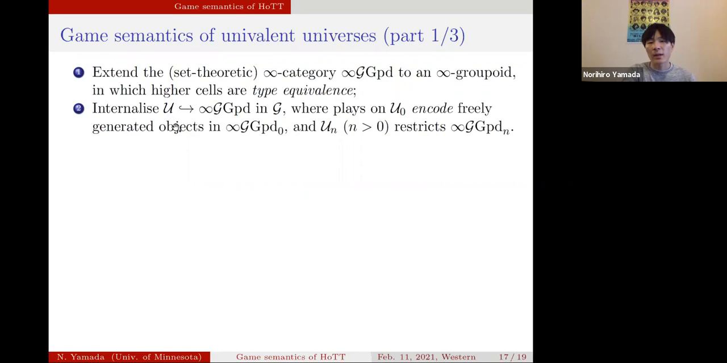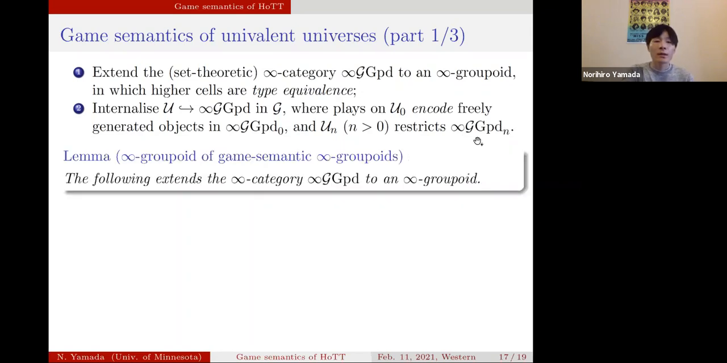And so that we can encode game-semantic groupoids by strategies on this game U0. And then the higher structure just trivially restricts the rest of the structure of this one. Okay, let me first describe the first point. The following construction extends the infinity category of game-semantic infinity groupoids to an infinity groupoid. First, those cells remain to be the same, so they are game-semantic infinity groupoids.